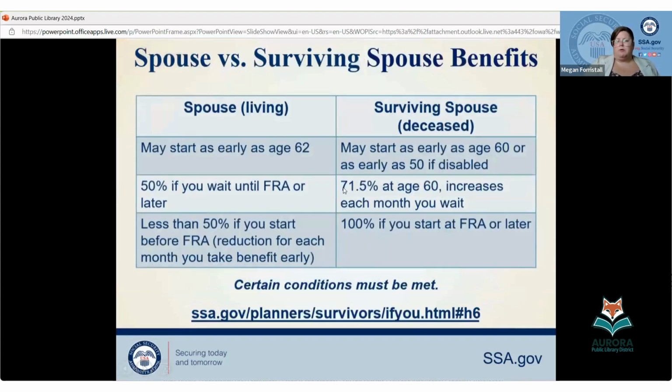So here we're going to go through again just a little breakdown to go over the differences between these two. For off of somebody who's living, whether it's a spouse or divorced spouse, the earliest those benefits start is age 62. The most you would receive off their record is 50%. It'll be less if you file early. Off somebody who has passed away, you can start those as early as age 60, or 50 if disabled, and you would be getting 71.5 to 100% of the benefit off the person who passed away.